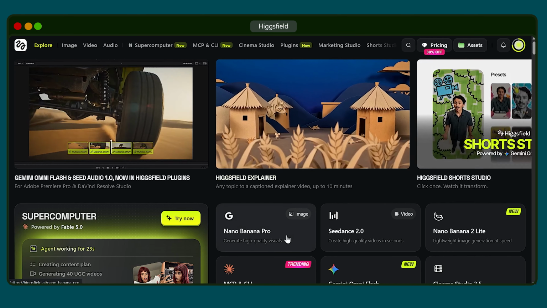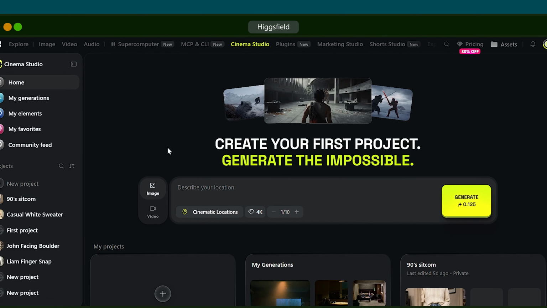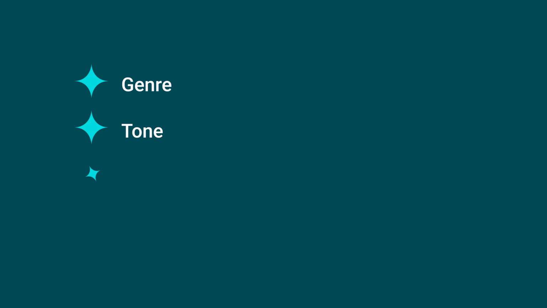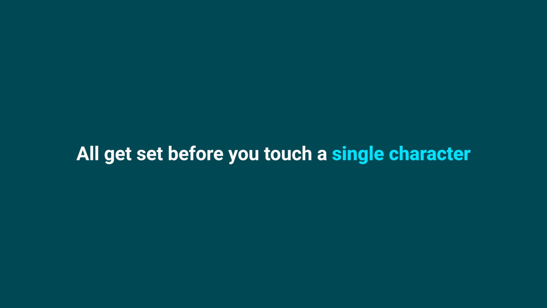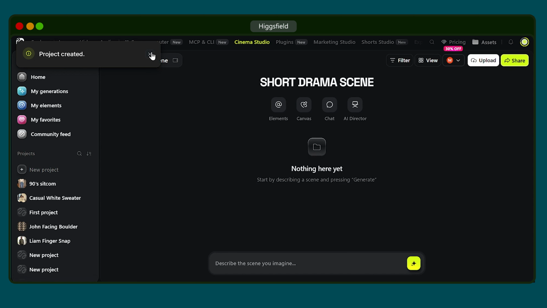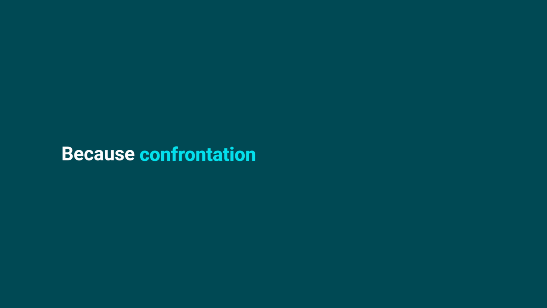First thing, open Higgsfield and go straight into Cinema Studio. This is your control room. It's where genre, tone, lighting, and camera behavior all get set before you touch a single character. Click New Project. Next, before actors, build your location, because location sets emotional context. I'm generating an apartment kitchen at night, something intimate and a little claustrophobic, because confrontations hit harder in small spaces.